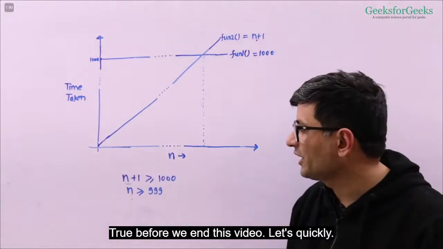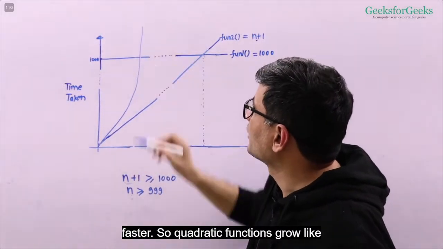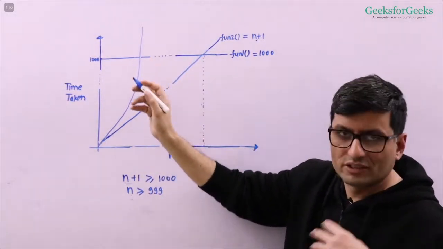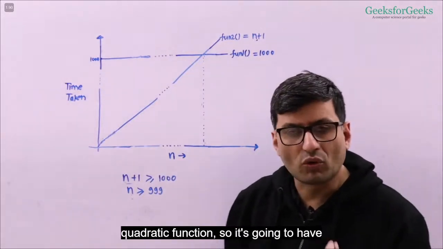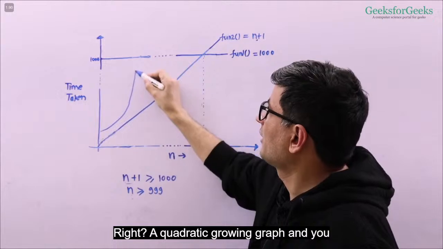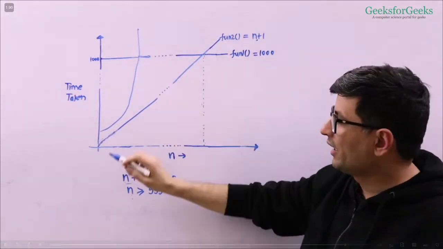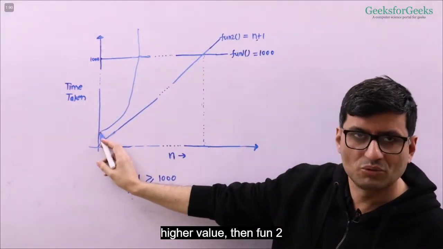Before we end this video, let's quickly talk about fun3 also. Fun3 is a quadratic function, right? And quadratic functions grow even faster. So it's going to have a graph like this, a quadratic growing graph. And you can notice that after a certain point, fun3 is taking more time than fun1, and fun3 is going to take more time than even fun2. And if I compare it with fun2, then the way I've chosen the constants here on the graph, it's having a higher value than fun2 all the time, right?